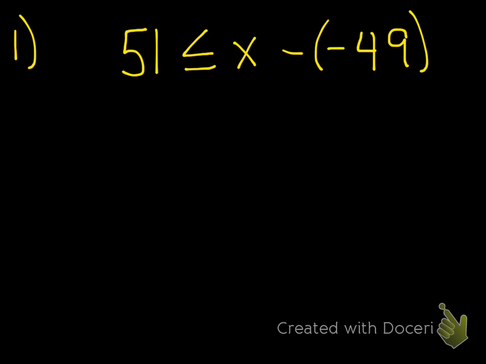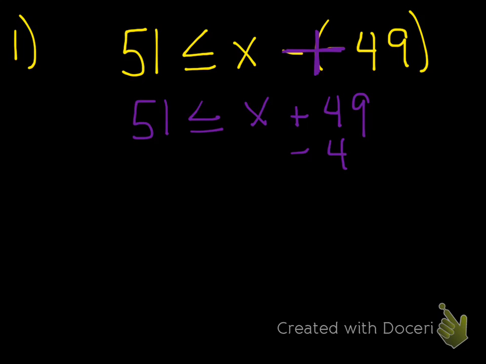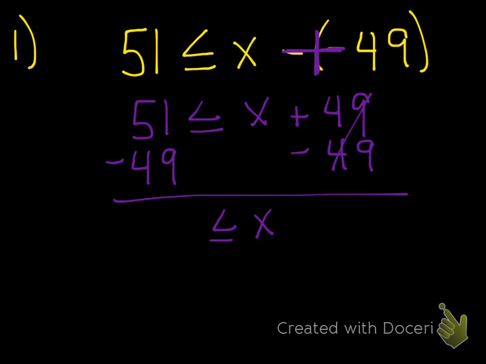A lot of people miss this one for this reason. This is 51 is less than or equal to x minus a negative 49. If you have two negative numbers, a negative times a negative is a positive. So this changes into 51 is less than or equal to x plus 49. From this point, we're going to subtract 49. This gives us 0, then we have x is greater than or equal to 2. You also could have written it as this.